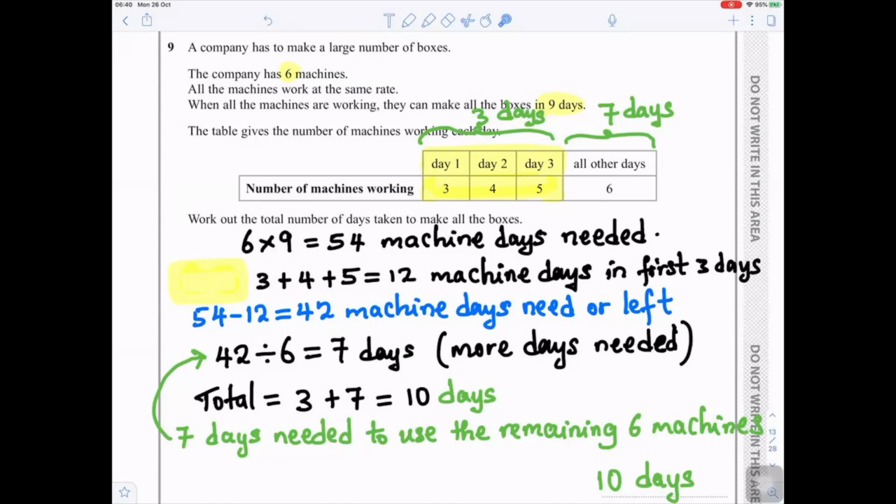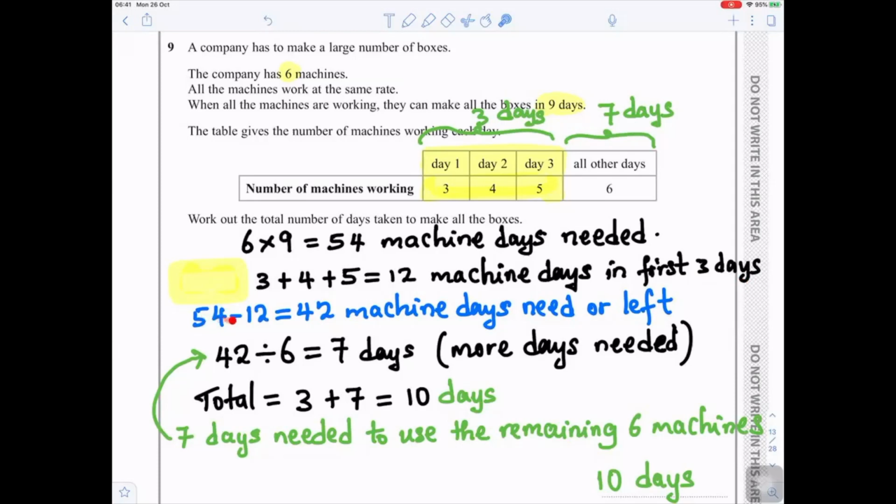So if we have 6 times 9, it gives you 54 machine days needed. So 54 machine days needed. 3 plus 4 plus 5. Look at the diagram. Day 1, day 2, and day 3 gives you 3 plus 4 plus 5, which gives you 12 machine days in the first 3 days.